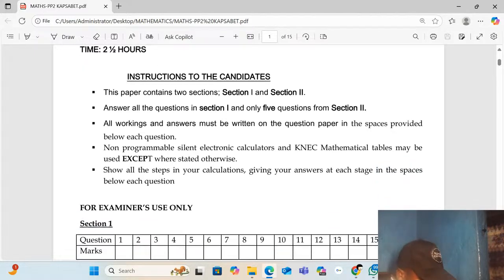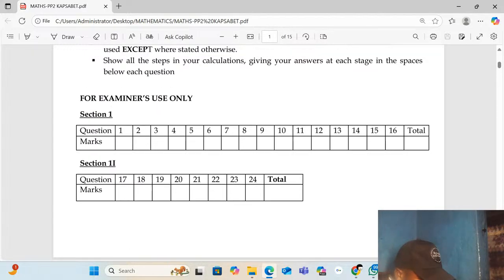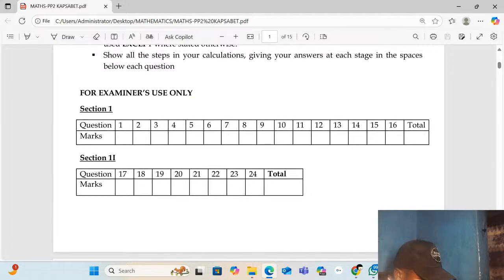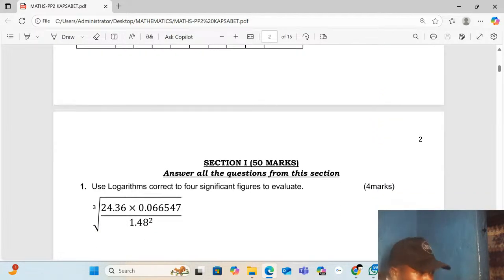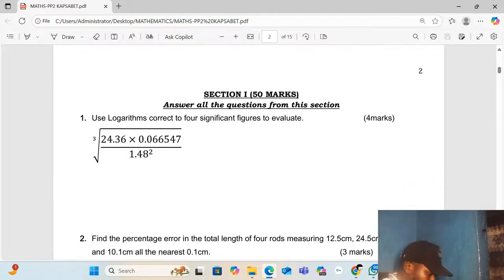That is from question number 1 to number 16, a total of 50 marks. So section 1, we are required to answer all questions. It is on logarithms.